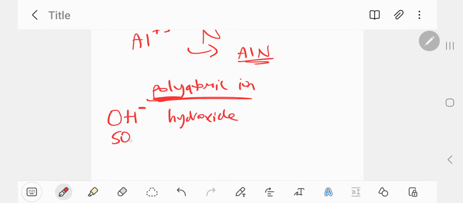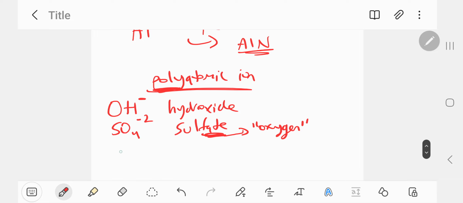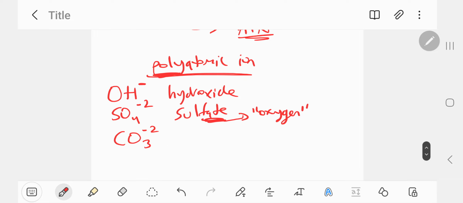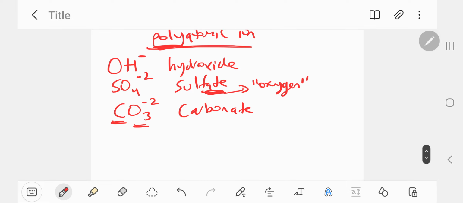You've got sulfate, SO4 2-. I get asked in class, how do I memorize these? Well, sulfate, ATE means oxygen. It ends in oxygen. Sulfur, symbol S. So whenever you see SO4 2-, sulfate. It's made of sulfur and oxygen. Carbonate, similarly, 2-. Carbonate is made of carbon and oxygen.